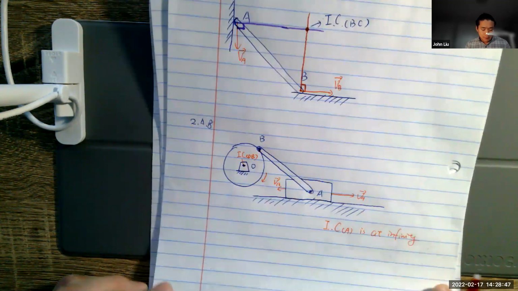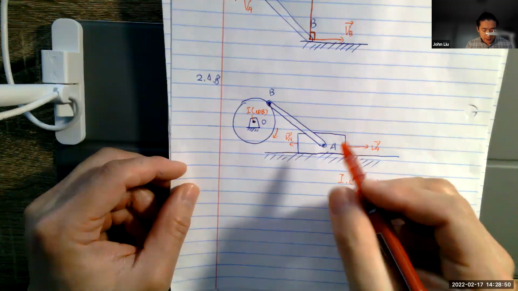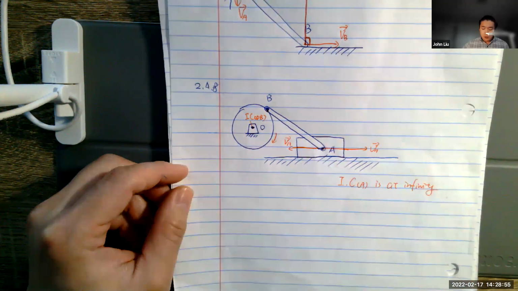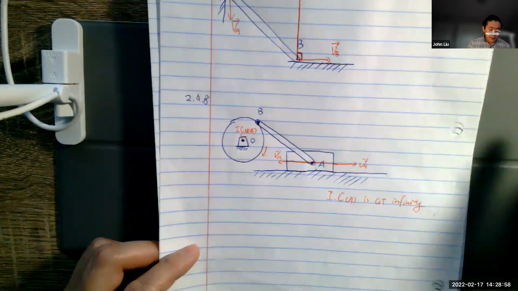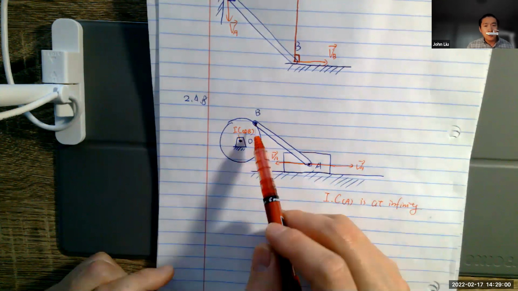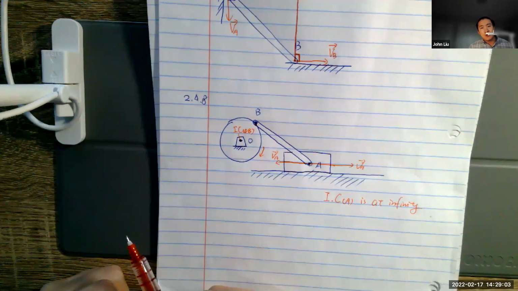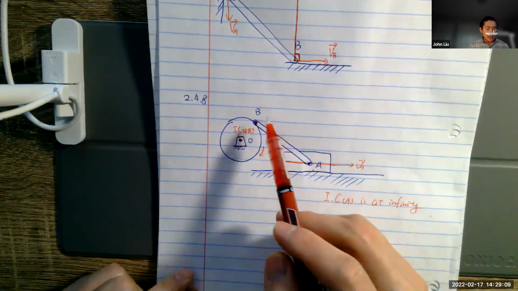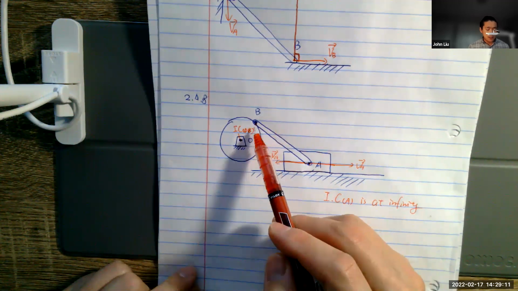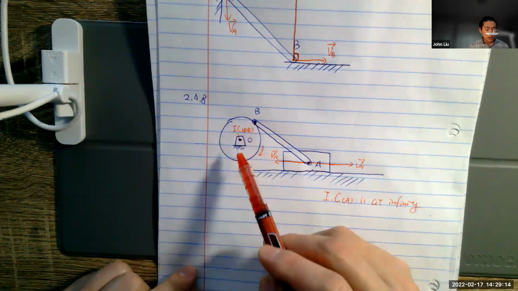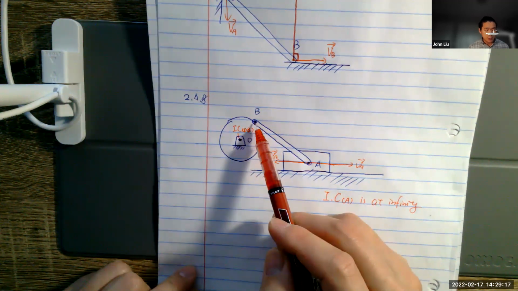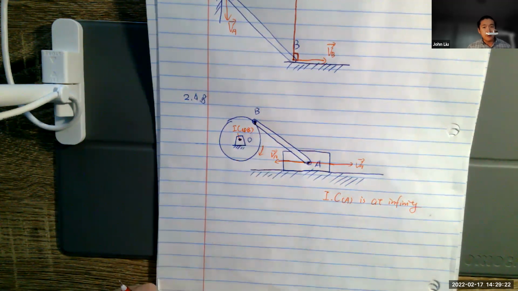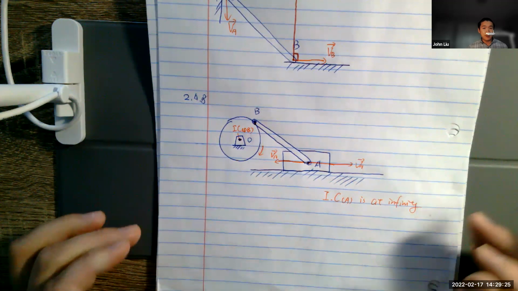So let's first confirm A is going either to the left or right. Okay, so we know that. So we can leave A alone. Now let's look at B. What is the direction of velocity for B? This is B. It's attached to this disk. So this disk is rotating about O. Same as B. B is also rotating about O. Okay. So what's the direction of velocity at point B?